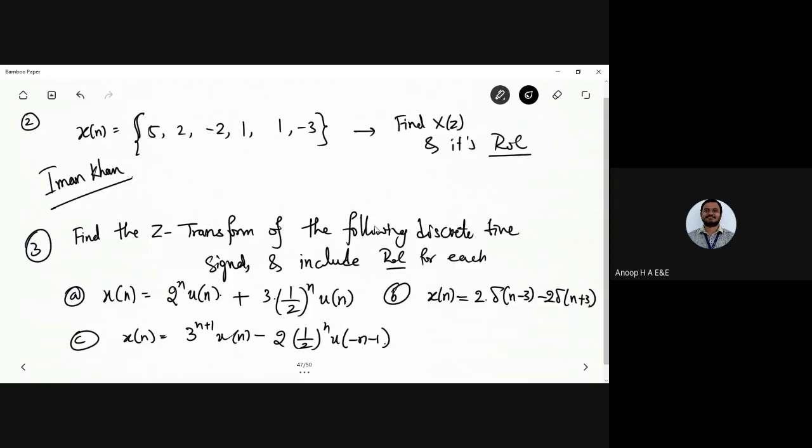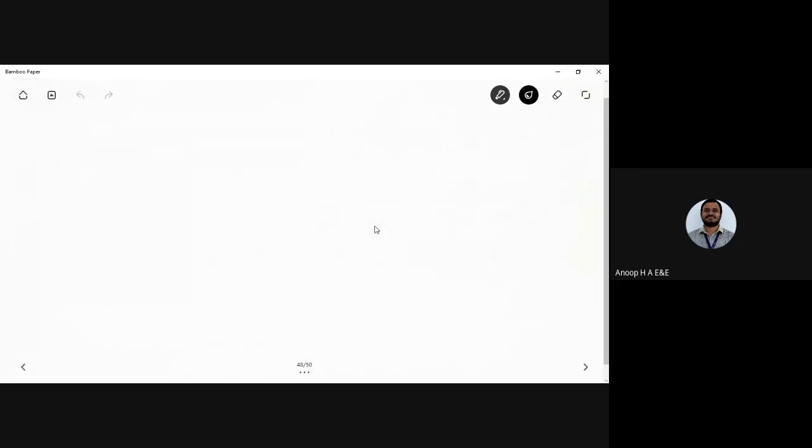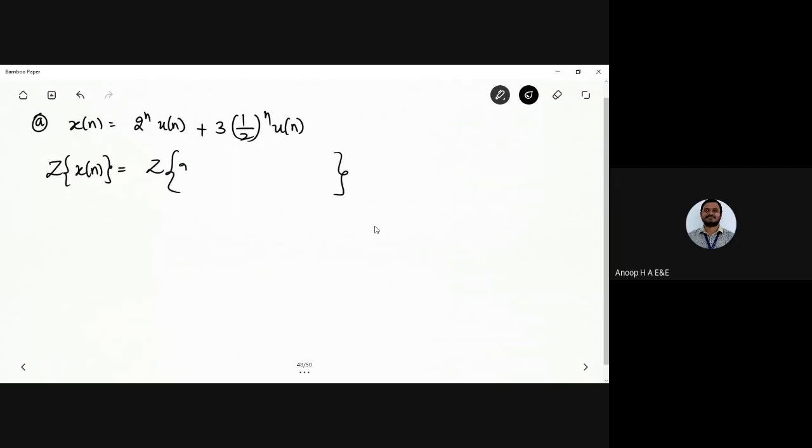Okay. So now what I can write here is x of n, that is 2 power n u of n, the first problem, plus 3 times (1 by 2) power n u of n. I want to find out the z transform of x of n. That is, I need to perform the z transform of 2 power n u of n plus 3 (1 by 2) power n u of n.